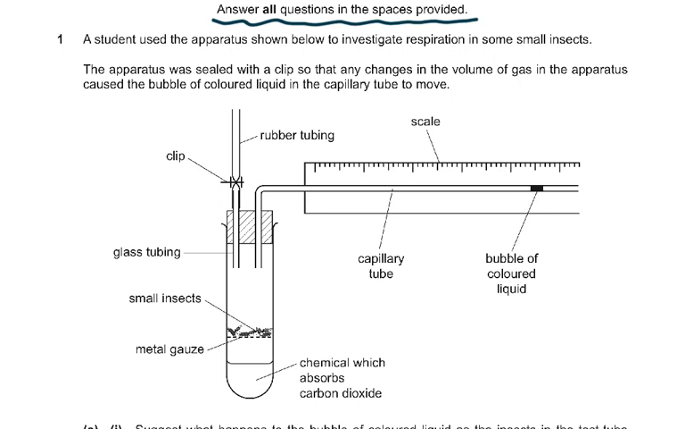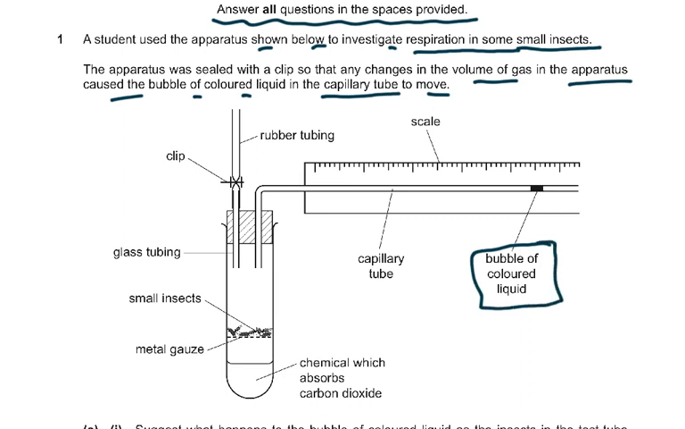A student used the apparatus shown below to investigate respiration in some small insects. The apparatus was sealed with a clip so that any changes in the volume of gas in the apparatus caused the bubble of colored liquid in the capillary tube to move. So this is the bubble of colored liquid here. So I'm just going to color that red. And this is going to move. They just said move, right? Then you have a clip here.